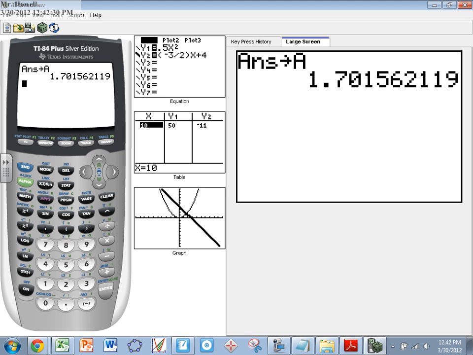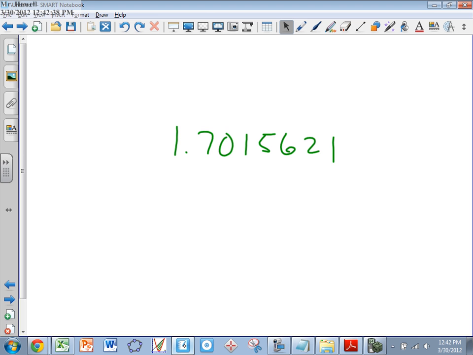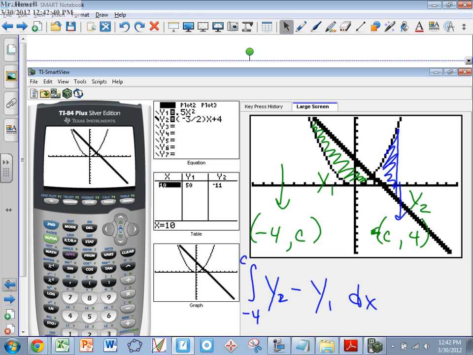So now that we have it stored in A, now I want to know the integral from -4 to A, right? Yeah. Well, what was it again? y2 minus y1 or y1 minus y2? y2 minus y1. That was this one right here. y2 minus y1 from -4 to A, because we stored it as A in our calculator, right? 1.7007, whatever. That'll give us the green area.